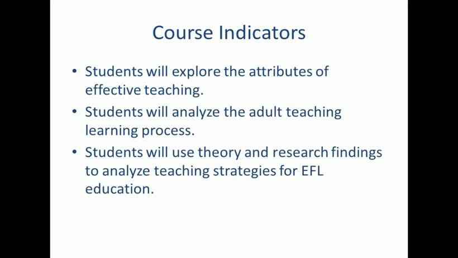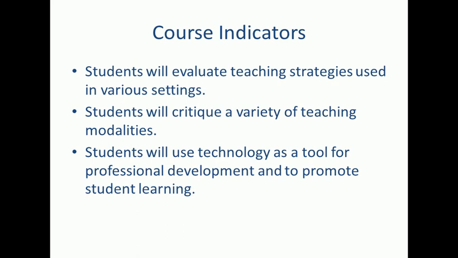Then we move to the indicators. These are the most specific objectives of our course: the students will explore the attributes of effective teaching. The students will analyze the adult teaching learning process, and they will use theory and research findings to analyze teaching strategies for EFL, which stands for English as a Foreign Language Education. The students will evaluate teaching strategies using various settings. Students will critique a variety of teaching modalities, and students will use technology as a tool for professional development and to promote student learning. So these are the indicators of my class.